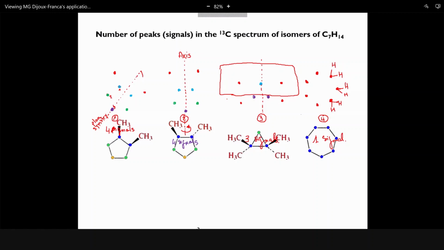So here is the solution for this exercise. Here we have a plane of symmetry. Here we have an axis. Here we have both. So 3 signals. And here the molecule is completely symmetric. So we have only one peak for all signals, or all carbons.